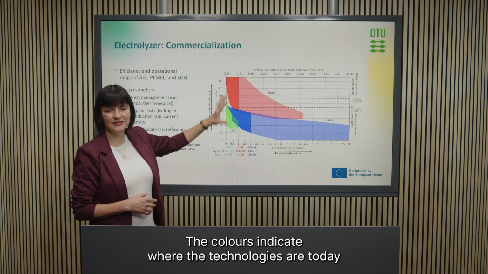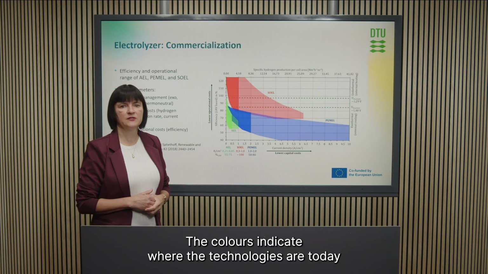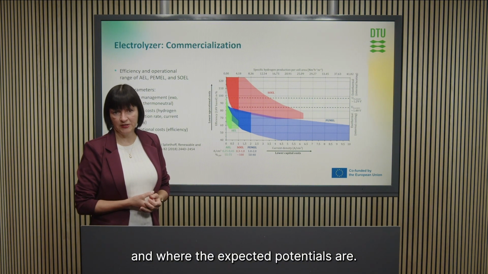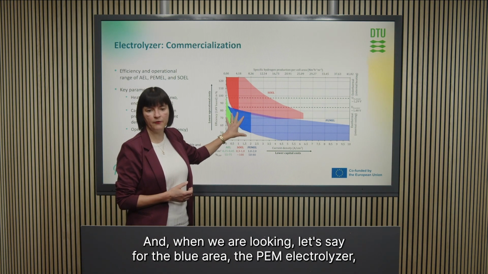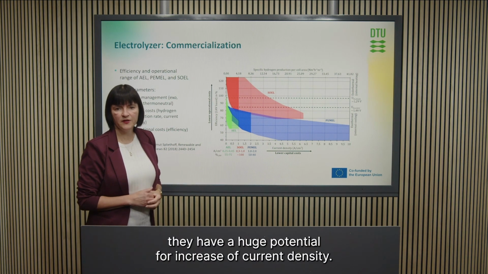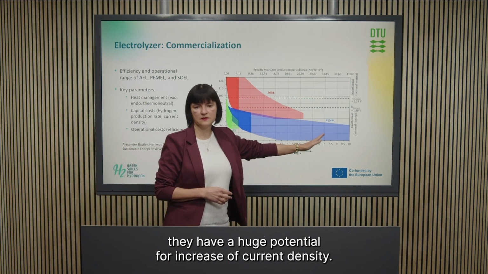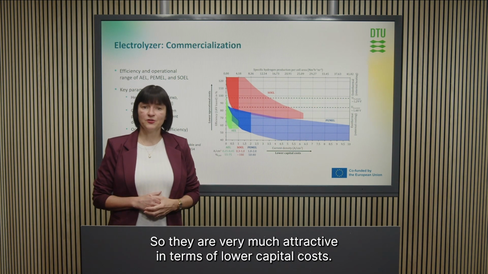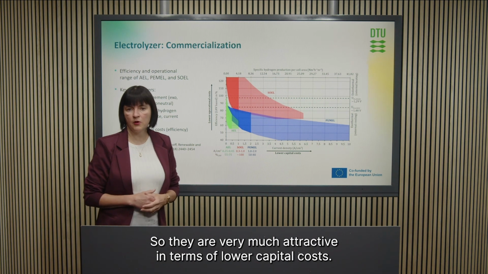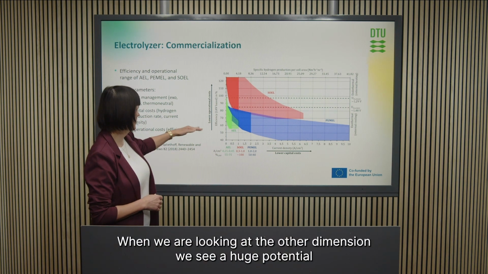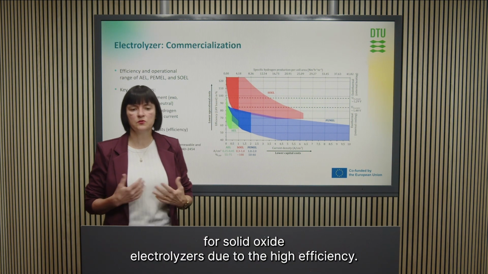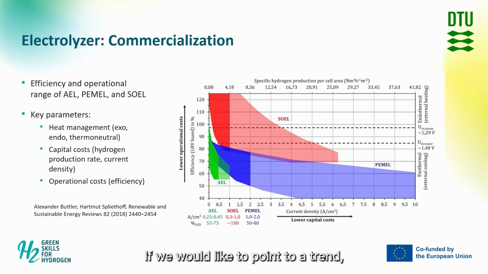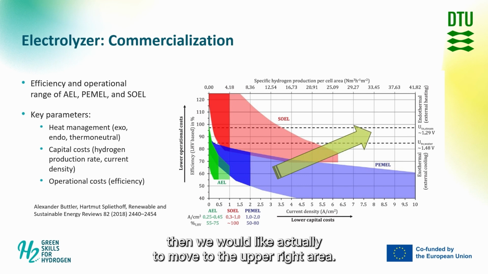And the colors indicate where the technologies are today and where the expected potentials are. When we are looking, let's say, at the blue area, the PEM electrolyzer, they have a huge potential for increase of current density. So they are very much attractive in terms of lower capital costs. When we are looking at the other dimension, we see a huge potential for solid oxide electrolyzers due to their high efficiency.